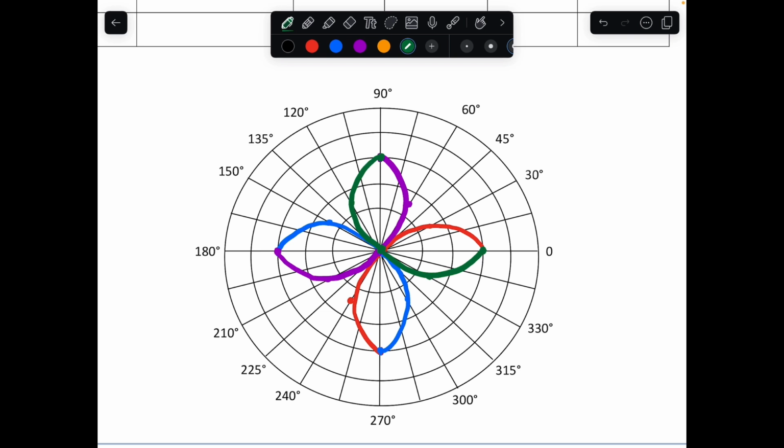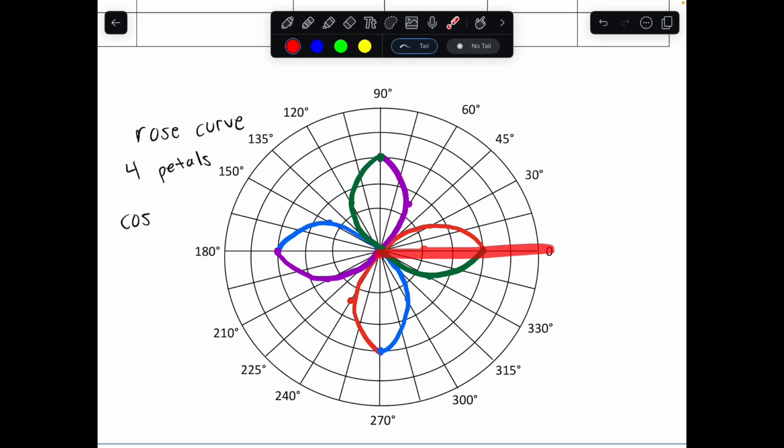Now notice this is exactly what we were expecting. We were expecting to have a rose curve with 4 petals, and because it was cosine that we were dealing with, our first petal started on the horizontal axis. Now personally, I think this looks pretty cool.